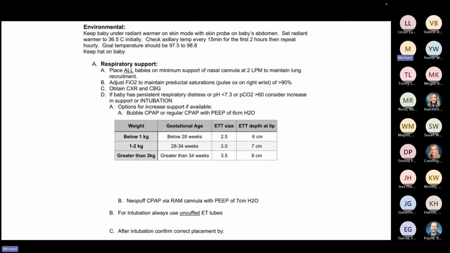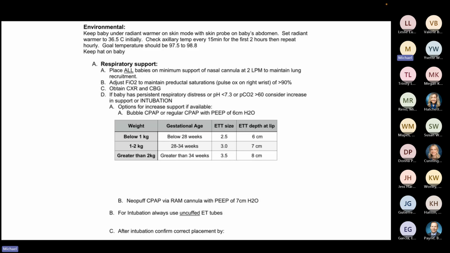It discusses keeping the baby warm and respiratory support. So all babies on the minimum support of 2 liters to maintain lung recruitment, adjusting the FiO2 to maintain preductal saturations of greater than 90, obtaining a chest x-ray and a blood gas. If the baby has persistent respiratory distress, or on that initial blood gas you have a pH of under 7.3 or a PCO2 of greater than 60, consider increasing your support or intubating, depending on what you feel necessary.